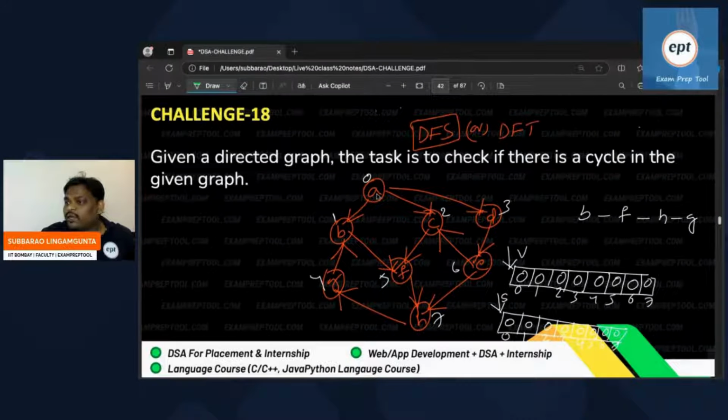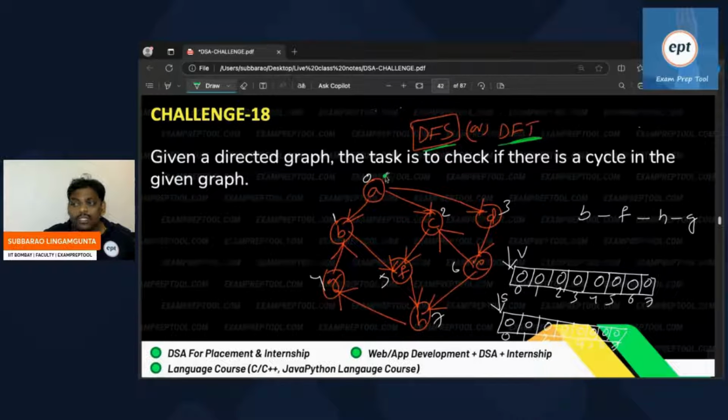Now let me start. Let me start from any vertex. I am starting from A. Listen everyone now. I am starting from A. Remember, I have to use a DFT or DFS. Both are same. Some people will say depth first search, some people will say depth first traversal. Both are same. I am starting from here.